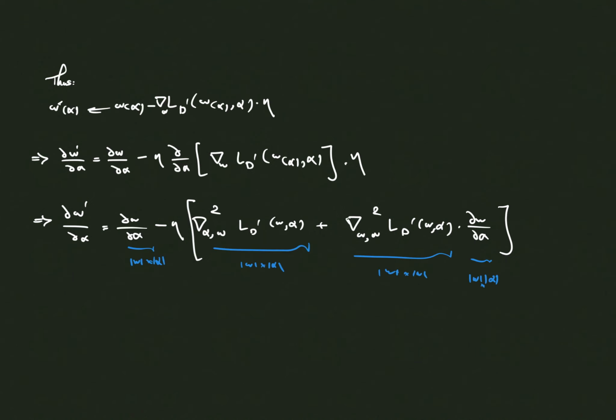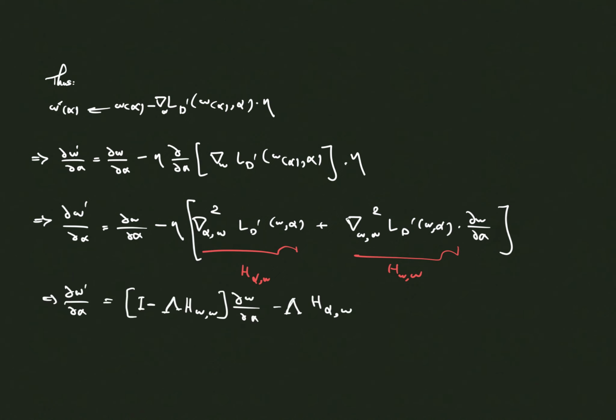Now in terms of dimensions, the first one is going to be omega times alpha. This is going to be omega times alpha. This is going to be omega times omega times alpha. Again, all of this is going to be resulting in the same dimension, which was omega times alpha. Now in the notations of this paper, they refer to this Hessian as H of alpha and omega, and this one is omega and omega. And therefore, we'll write it like this. So you have the derivative of omega prime with respect to alpha. It's going to be I minus this diagonal matrix lambda over here times H of omega omega times this derivative, minus this, again, lambda matrix times H alpha and omega.